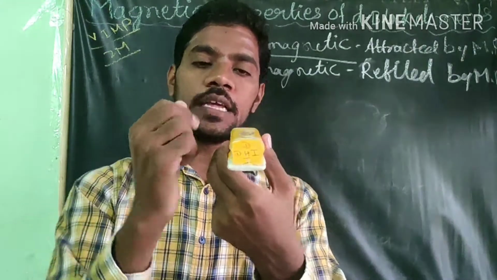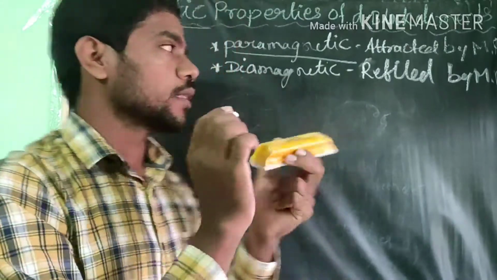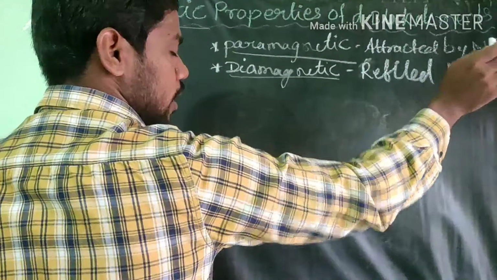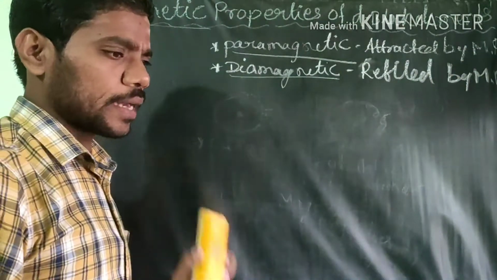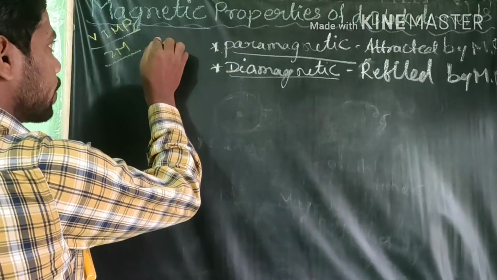If it is repelled, then it is called a diamagnetic substance. A paramagnetic substance means it is attracted by a magnetic field, and a diamagnetic substance means it is repelled by the magnetic field. One more thing: a paramagnetic substance means it has unpaired electrons.